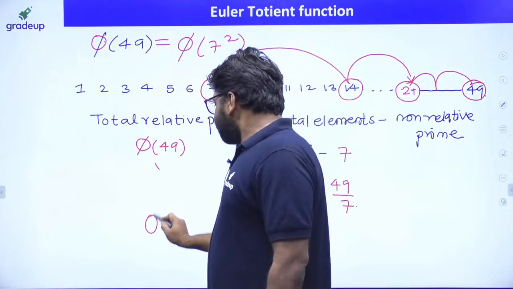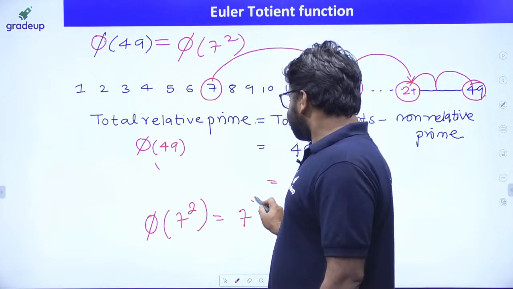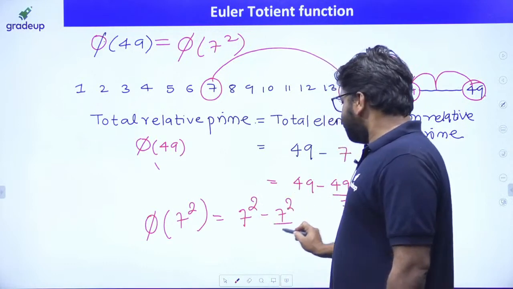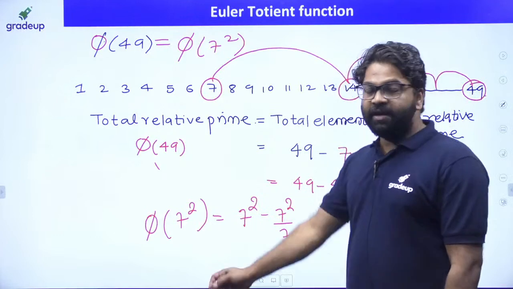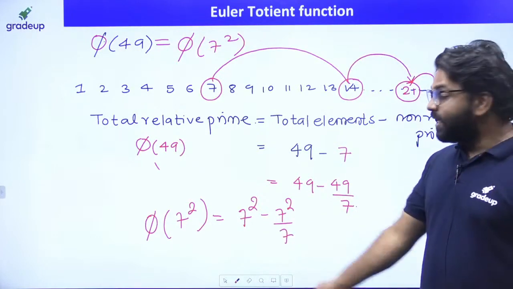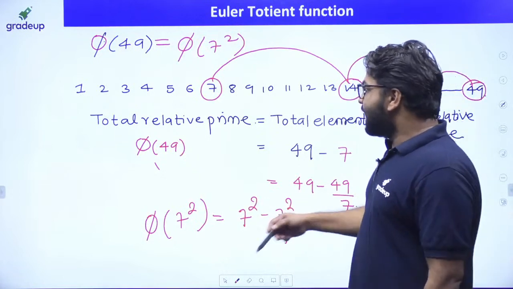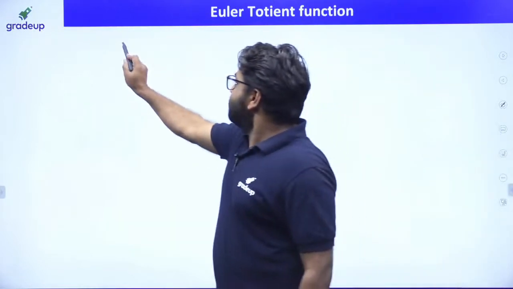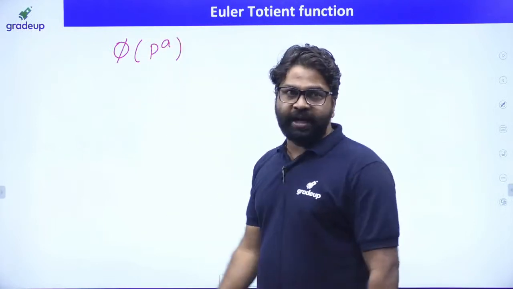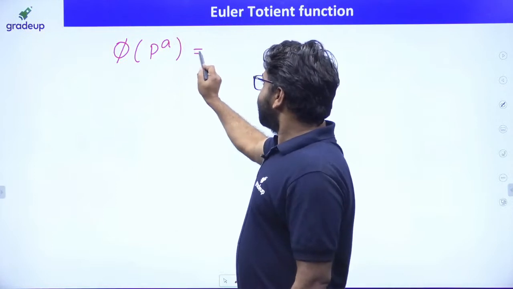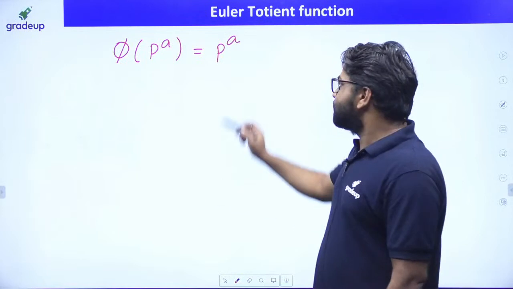The totient function of 7 square can be written as 7 square minus 7 square divided by 7. This is the basic concept with respect to the totient function where 7 is a prime number. Based on that observation, I can write the totient function of p raised to a, where p is a prime number, in terms of total elements: p raised to a.